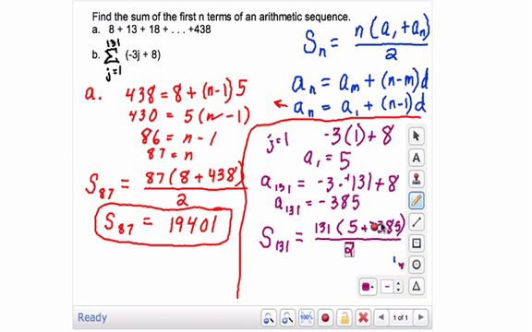So we do our order of operations. We do the stuff inside the parentheses first. We add these together, multiply by 131, divide by 2, and you are going to get an answer of negative 24,890. And that is the sum of the first 131 terms of that arithmetic sequence.